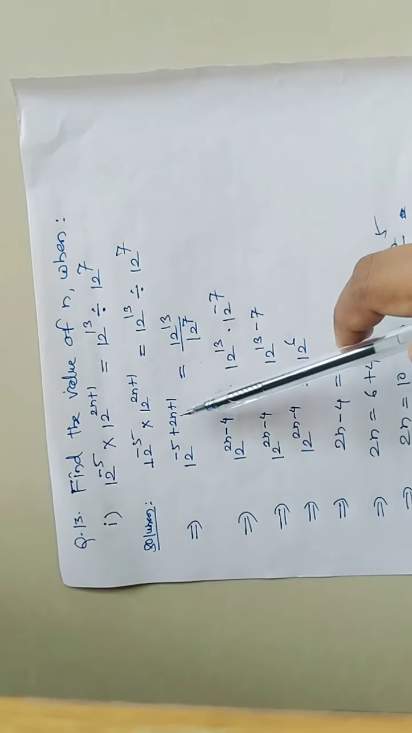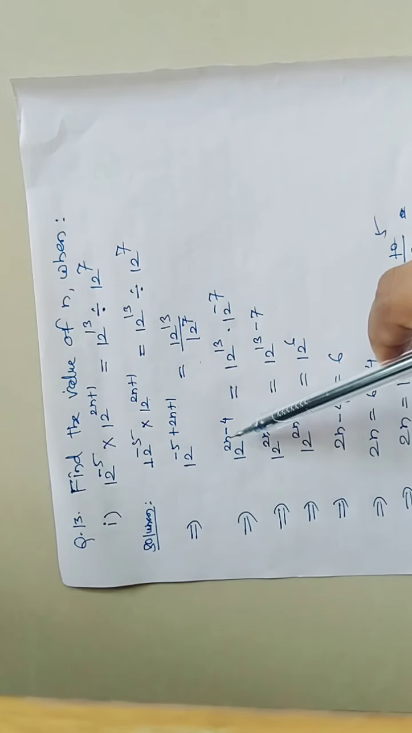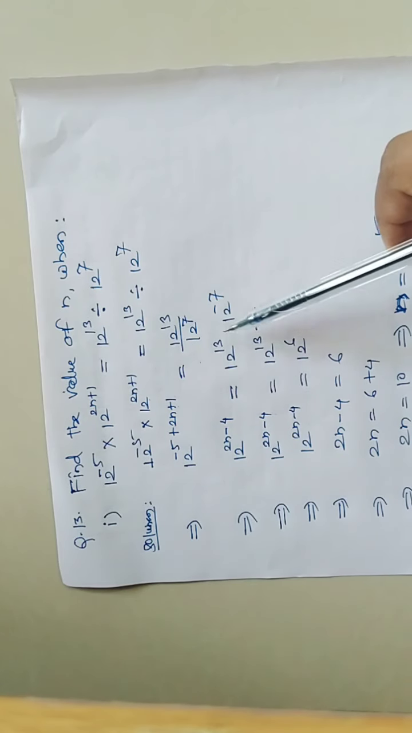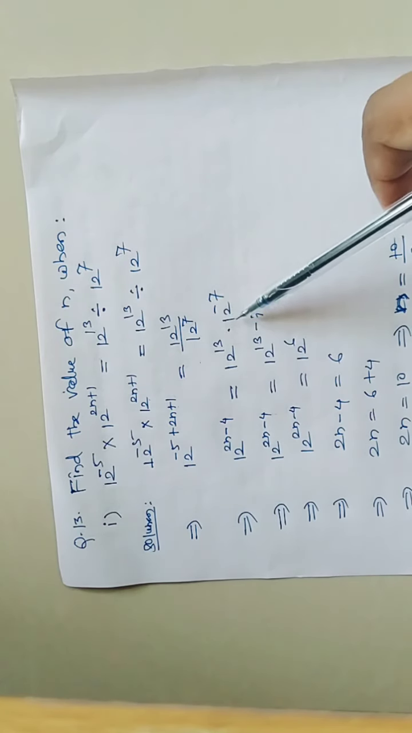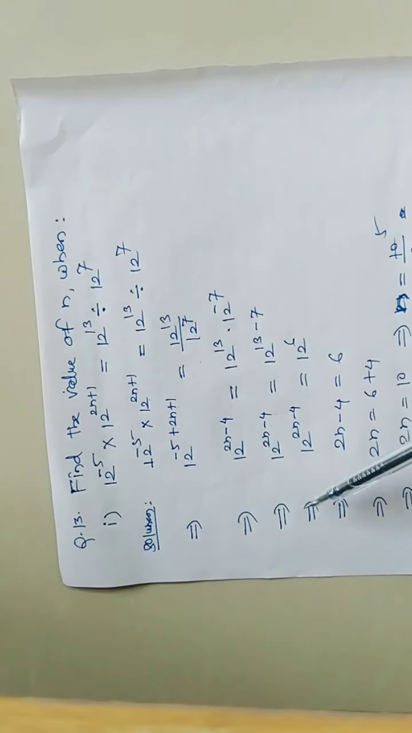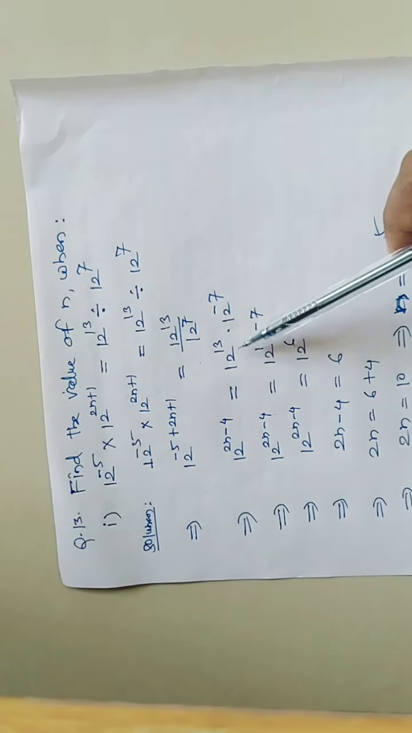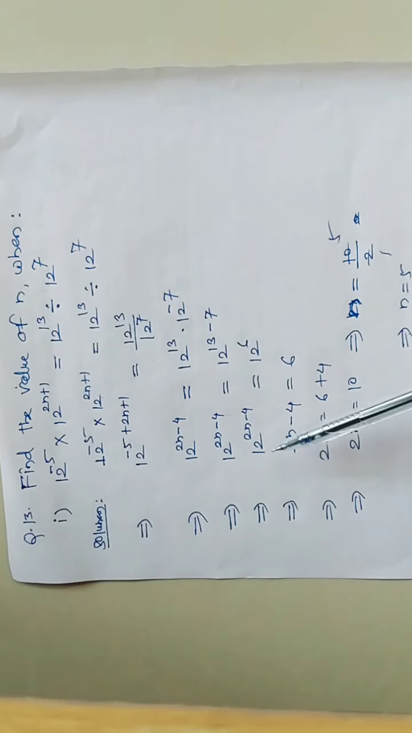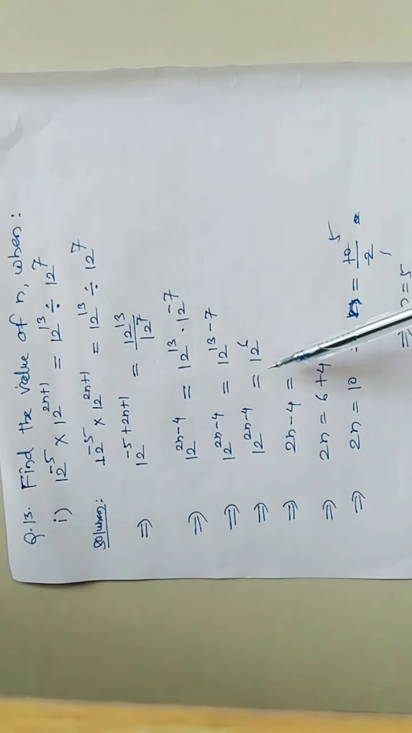So this implies that here -5 + 1 is -4, so 2n - 4, so 12^(2n-4) is equal to 12^13 into, here in the denominator 12^7. When we take it to the numerator, it is 12^(-7). So 12^(2n-4) is equal to, here the bases are the same, so we can do the addition of indices, 12^(13-7), that is 12^6.